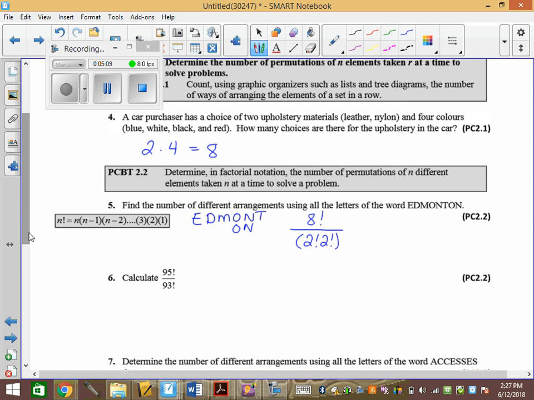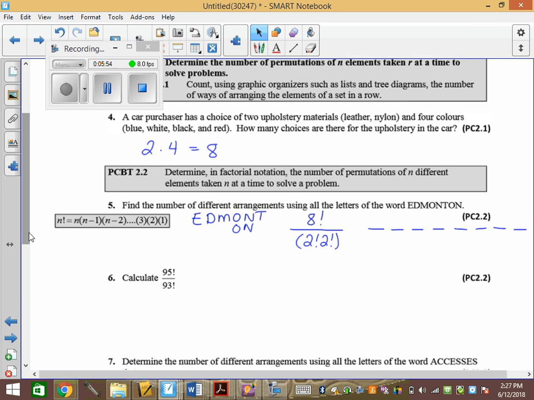Now, what if I say, how many ways can we rearrange Edmonton so that the vowels are together? The vowels are together. 2, 3, 4, 5, 6, 7, 8. Y's never count. Okay, how many vowels are there? No, there are 3. You have to count them all. There's 3.